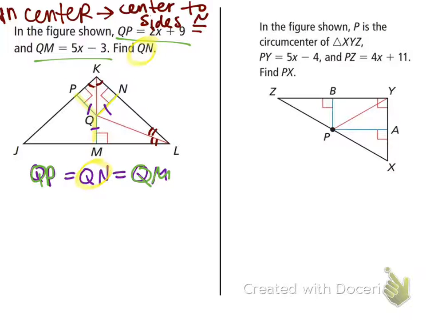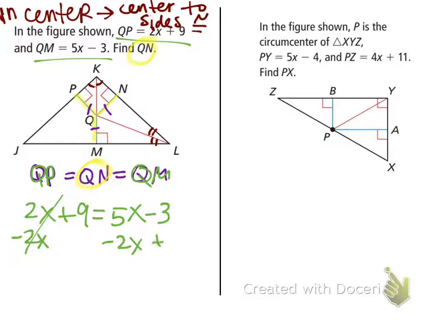So what do we think we can do here? QP and QM are the same length. Yeah, we could set them equal. They're the same length. So QP is 2x plus 9, and QM is 5x minus 3. Move the smaller x. Add 3. 9 plus 3 is 12. 5x minus 2x is 3x, so x equals 4.